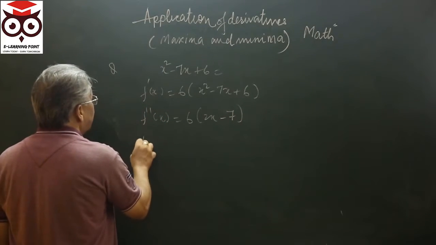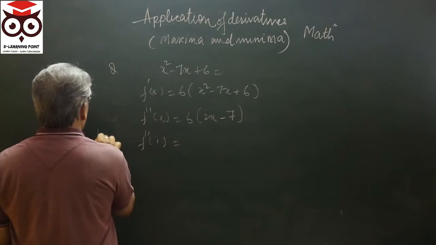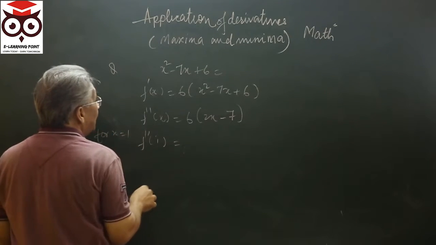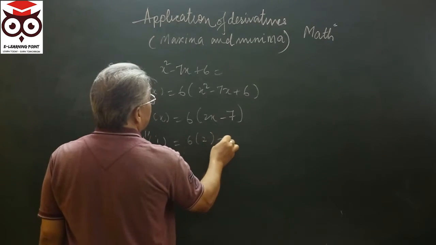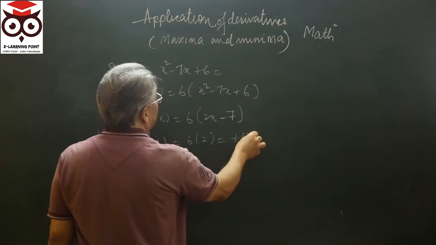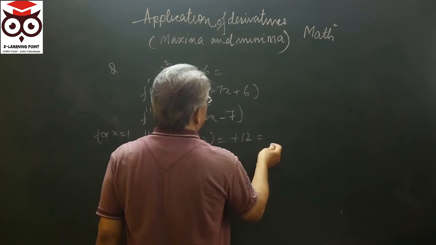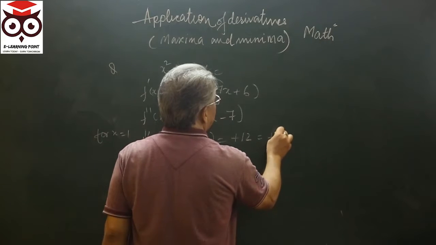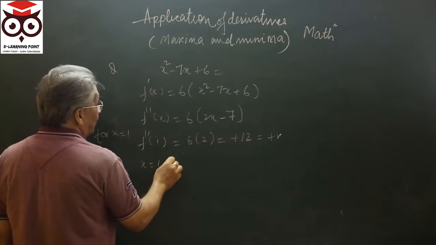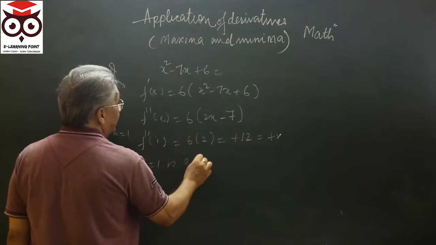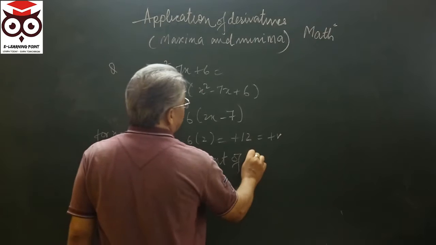Right? Now I will put the value x is equal to 1. So this is equal to 12 minus 42, which I can say gives a negative value. Positive, so we can say it is positive. So I can say x is equal to 1 is a point of minima.